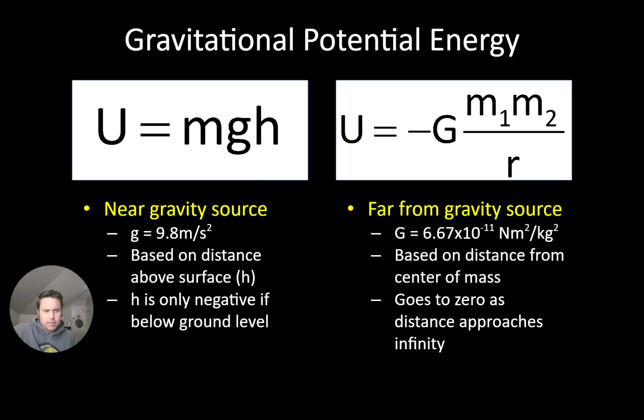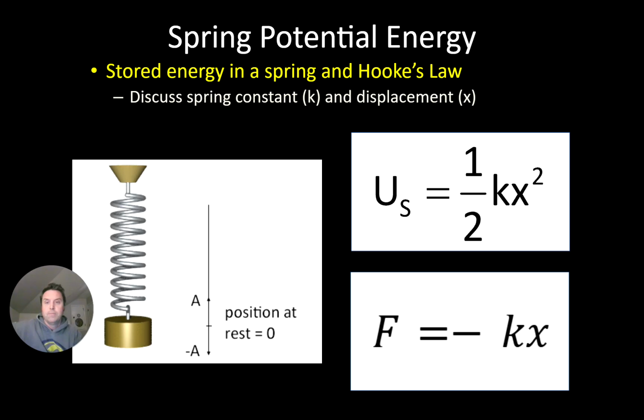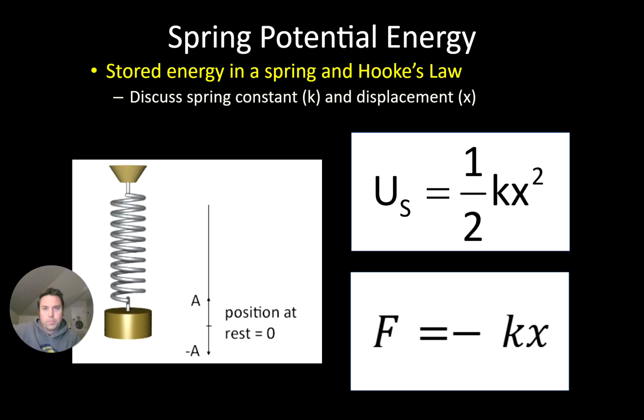But it's a limit. It's one of those limit equations. As the radius gets larger, as you get further from a source, the potential energy plummets to 0. It never hits 0, but it approaches 0. It's a limit. And all right, one more form of potential energy is spring energy.